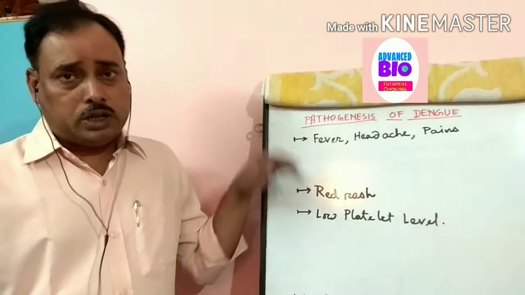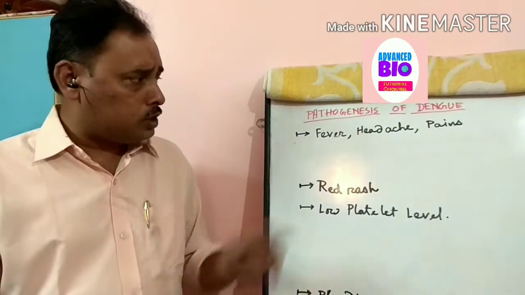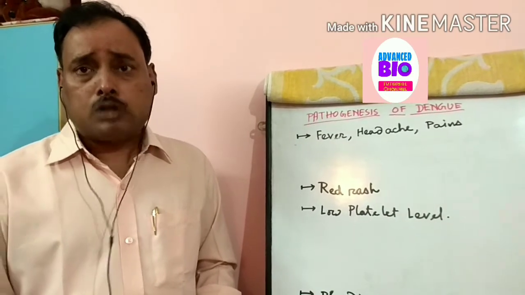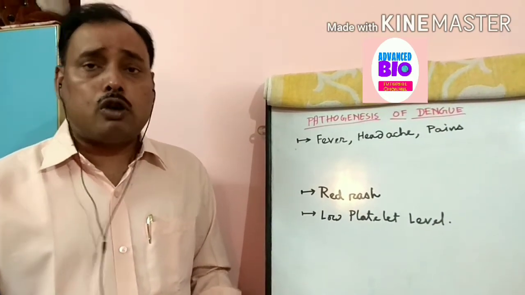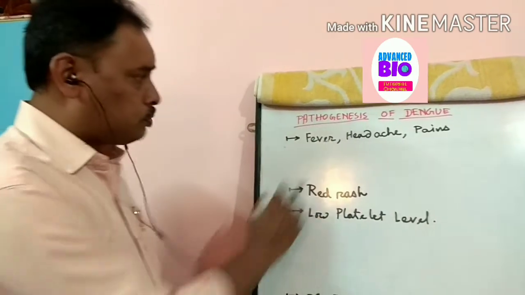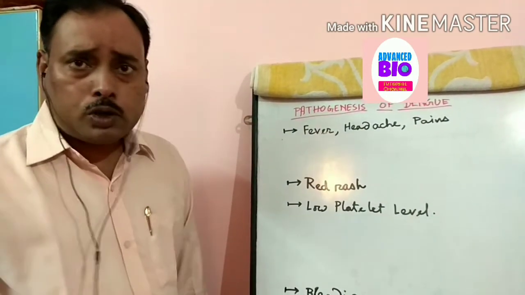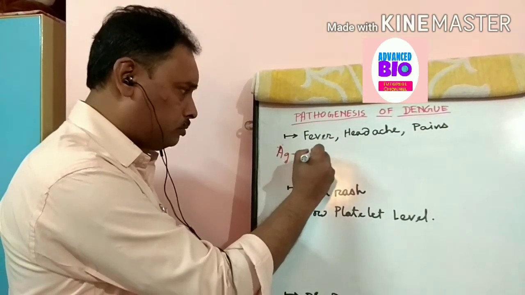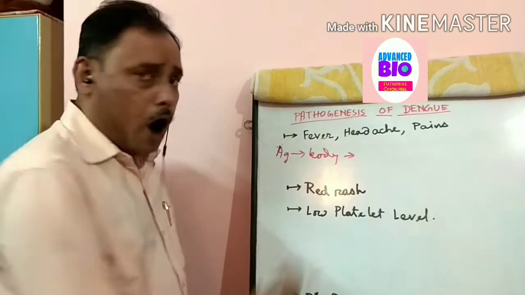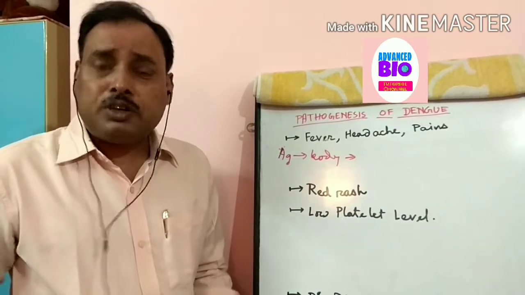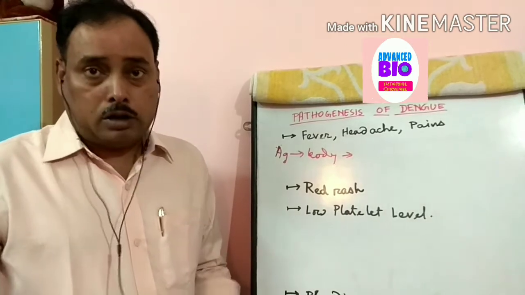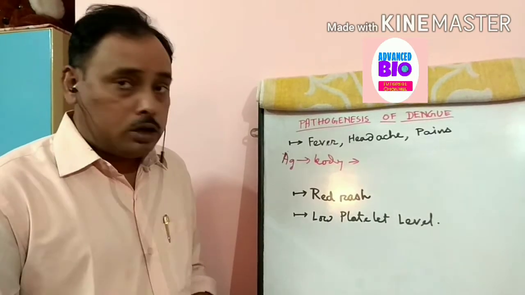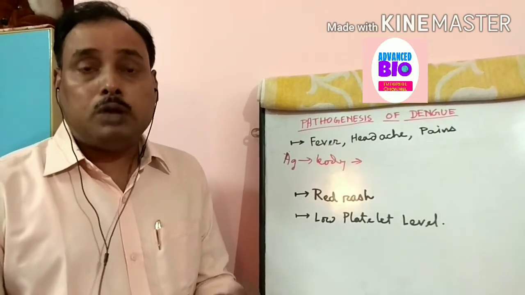Now, you see there are some key symptoms of this fever, and now we'll know how these symptoms are generated. That means the mechanism of generation of these symptoms. Now come to the first point, that is fever, headache, pains. You know, whenever any antigen enters in our body, then what happens? Our body immune system will be triggered and our self-immunity will be grown, and for that some immune response will be elicited.